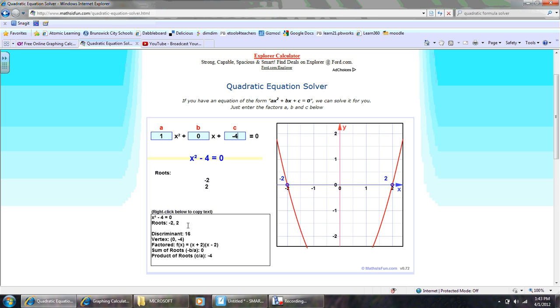And look down here. X squared minus 4 equals 0. The roots are negative 2 and 2. Those are the solutions or the zeros. It tells you the value of the discriminant. It tells you where the vertex is. It tells you what it looks like in factored form. And it tells you if you add the roots together and the product of the roots. Okay? That's a little bit extra from what we do.